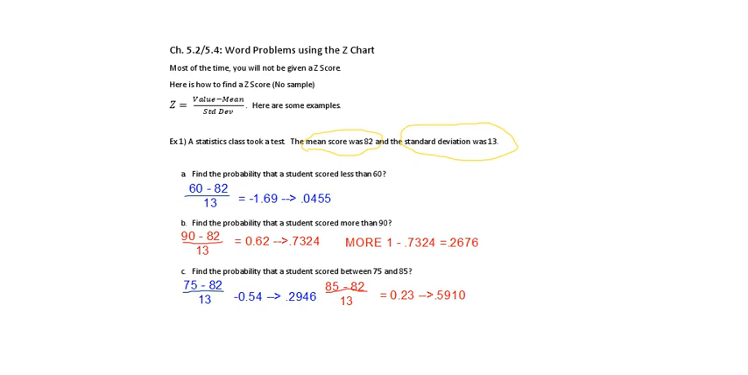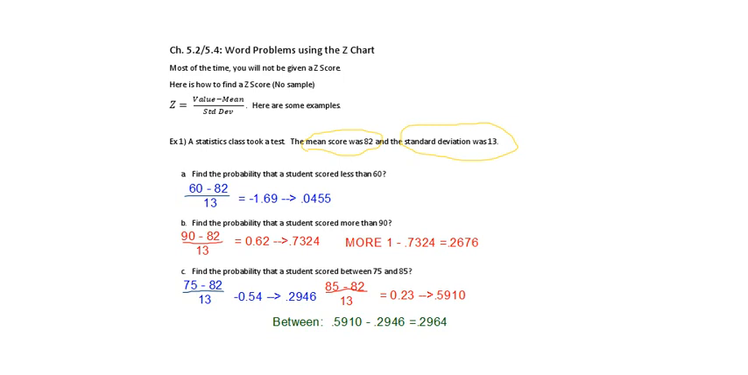All right, excellent work so far. But remember, the key word is between. And the word between means subtract. So we're going to do 0.5910 subtract 0.2946. And with that, our probability is 0.2964. And that's how you do this.